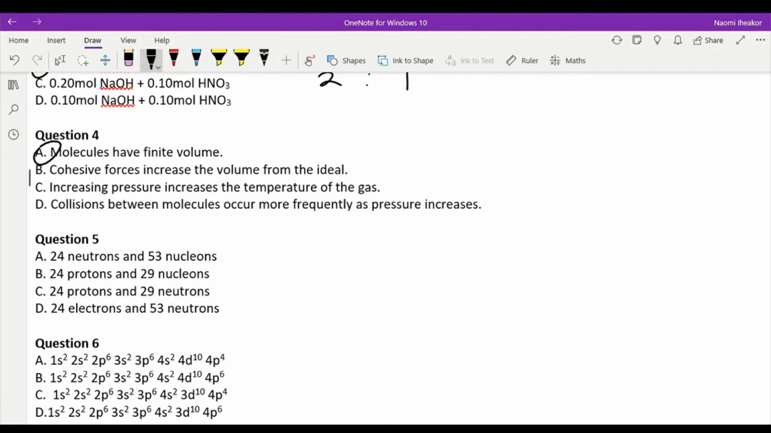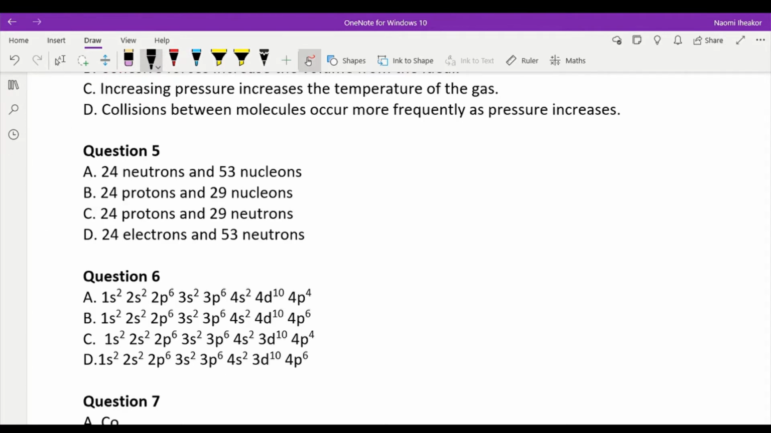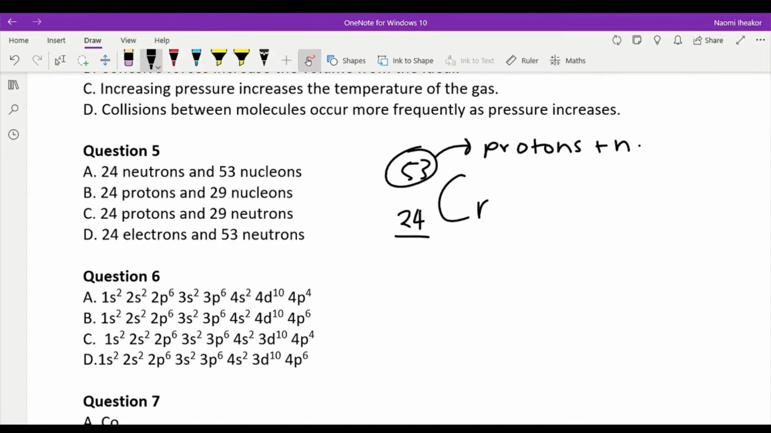Bit of a tricky one. Question 5. Which is correct for the chromium isotope, where the mass is 53, atomic number 24. So this is going to give us the amount of protons. So we need 24 protons. And then this number here, the atomic mass, is going to give us the number of protons plus neutrons, whereas the atomic number just gives us the number of protons.